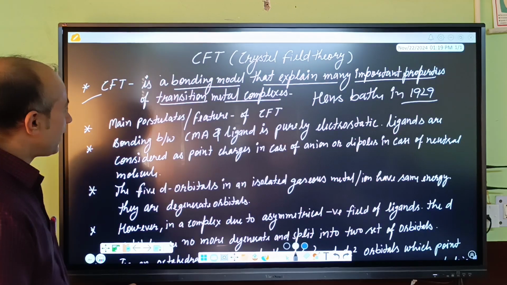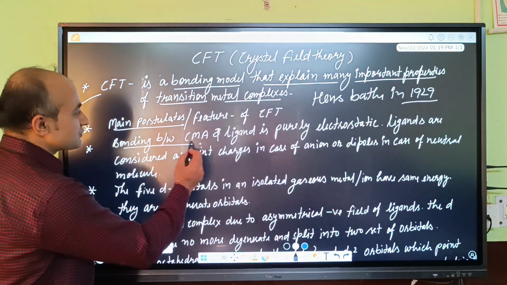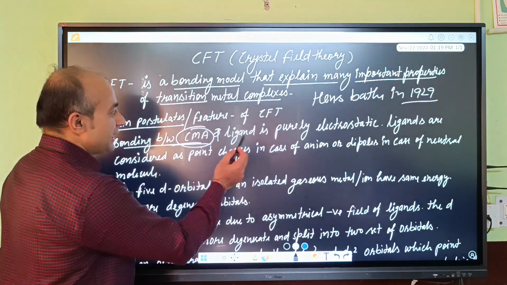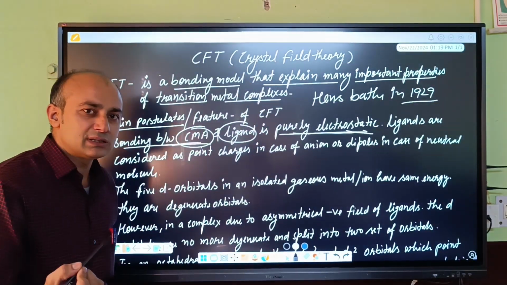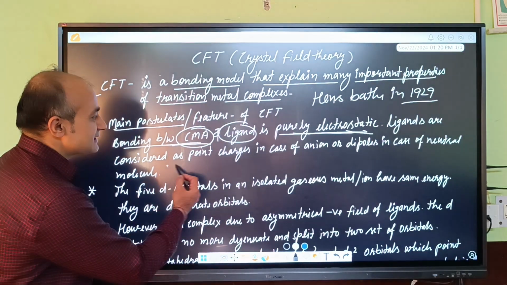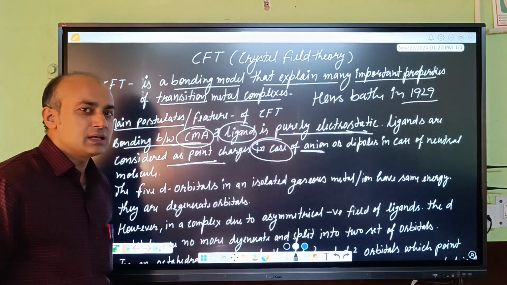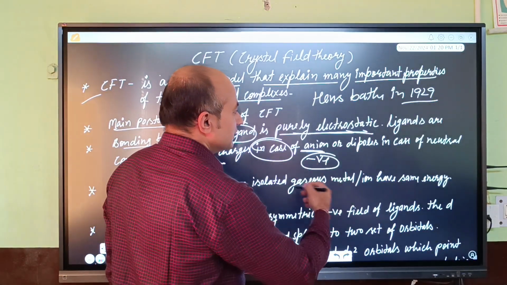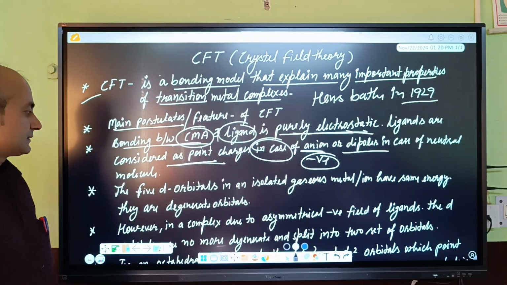The main postulates of this theory are: the bonding between the central metal atom and ligands is purely electrostatic, meaning ionic. Ligands are considered as point charges in the case of anions, meaning negative ions, and as dipoles in the case of neutral ligands.